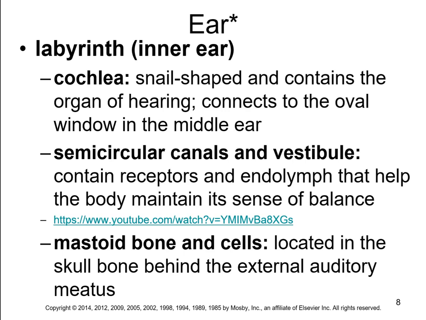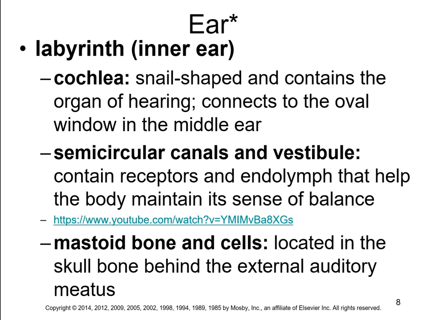So the inner ear, or the labyrinth, as we call it, contains the cochlea, the semicircular canals and vestibule, and the mastoid bone and cells. The cochlea is that snail-shaped figure that we saw at the beginning, and that's also in your book. That is where the organ of hearing is. It connects to the oval window in the middle ear. Your semicircular canals and your vestibule have receptors and endolymph that help the body maintain its balance.